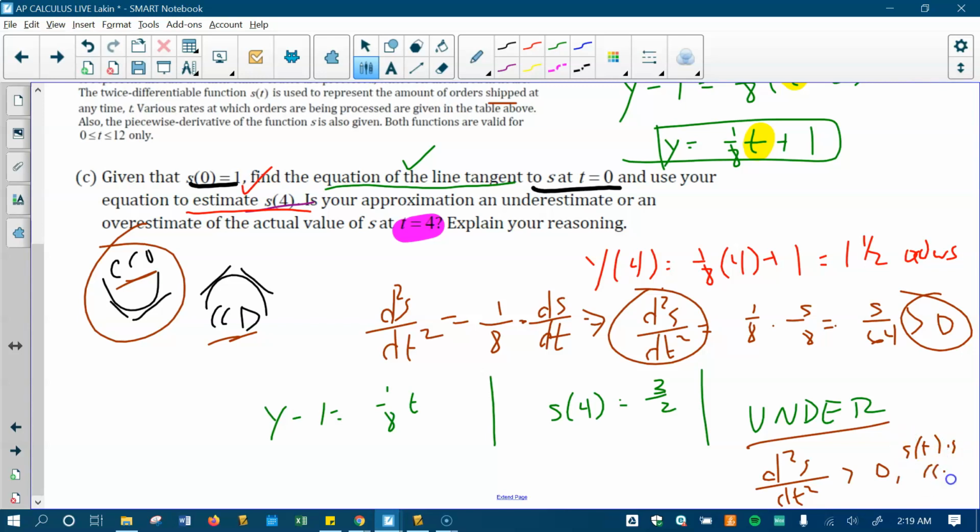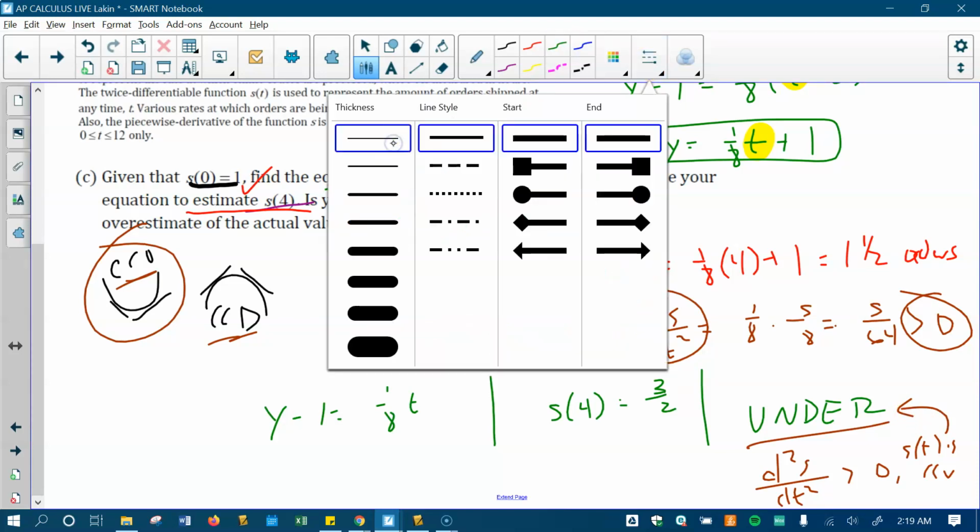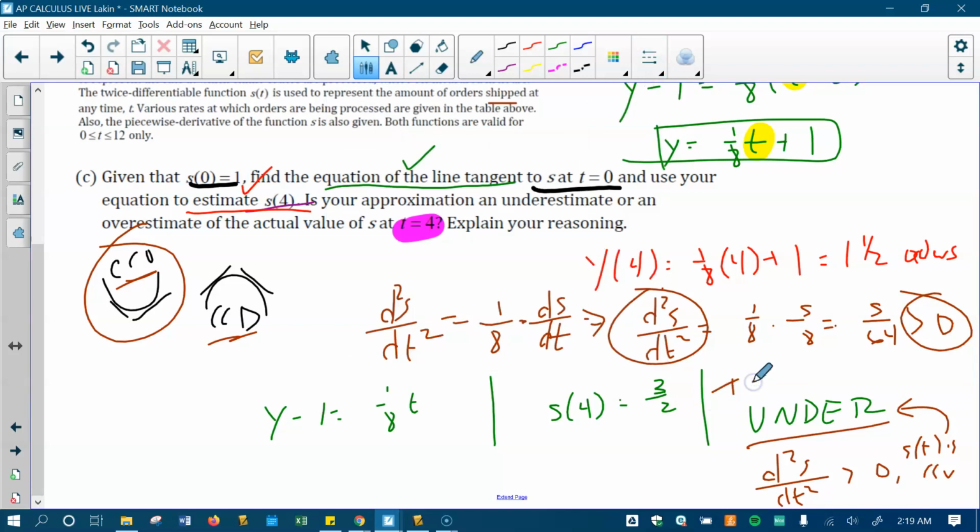is CCU. That part is optional, you didn't have to say that, which means that the tangent line is under approximating. I'll just write that last part: tangent line is under approximating. Tan line is under approximating. Okay, so those are our three answers. It looks like we got all those correct, so I'm going to go to the last one.